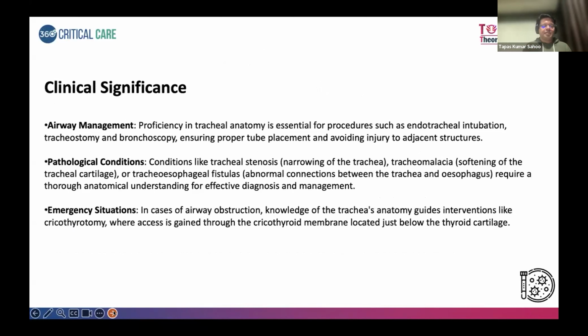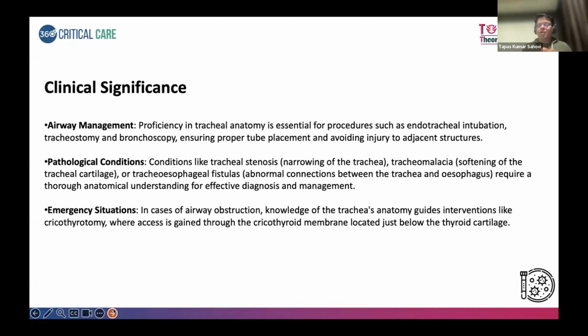Now the clinical significance of the tracheal anatomy. First is airway anatomy. You need to be very clear about tracheal anatomy for procedures such as endotracheal intubation, tracheostomy, bronchoscopy, proper tube placement, and avoiding injury to adjacent structures. Pathological conditions like tracheal stenosis, tracheomalacia, tracheoesophageal fistula definitely require proper anatomy understanding for effective diagnosis and management. And finally, emergency situations, life-saving situations in case of acute airway obstruction.